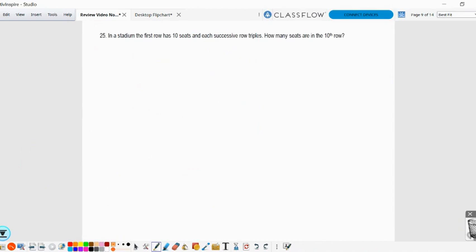All right, on to number 25. In a stadium, our first row has 10 seats, and each successive row triples. That's multiplied by 3, so we know that's a geometric. We also know the first row is 10, so we can go ahead and label that. And we're looking for the 10th row. So we're looking for this term in a geometric sequence.